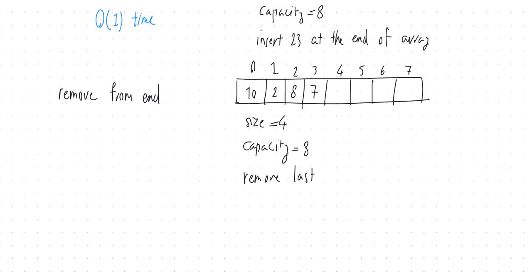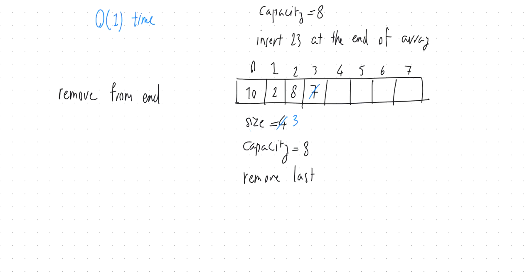So size tells me that only the first 4 elements are the data that I put in the array. The rest is just garbage, right? So if I want to remove the last element, I don't need to rewrite anything here. I just decrease the size, and that's it. That means that I'm not going to look at that 7. I'm going to treat that as if that's just some random number that is there.